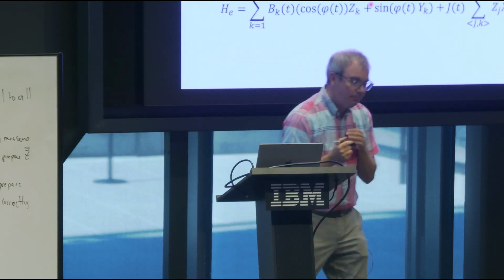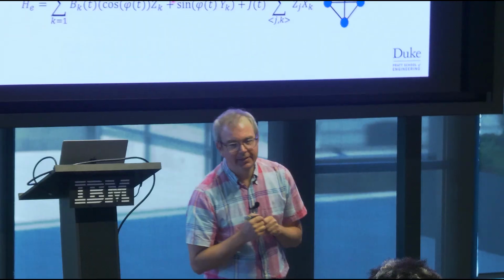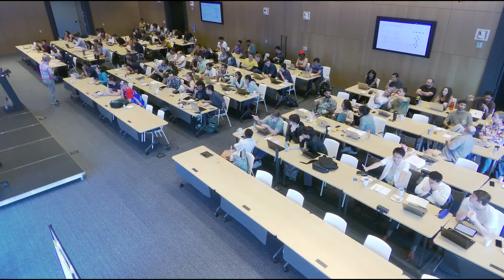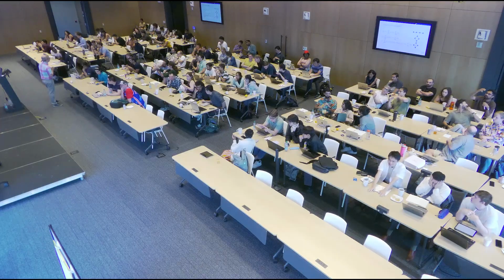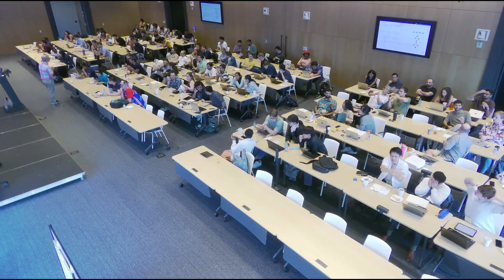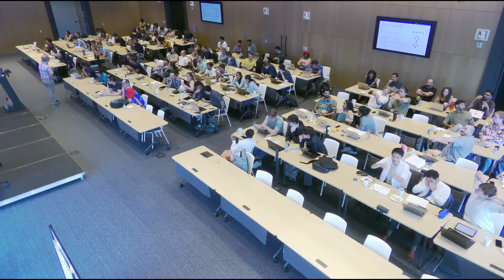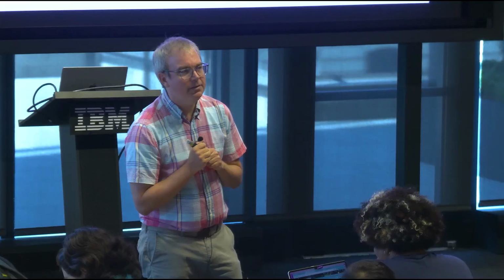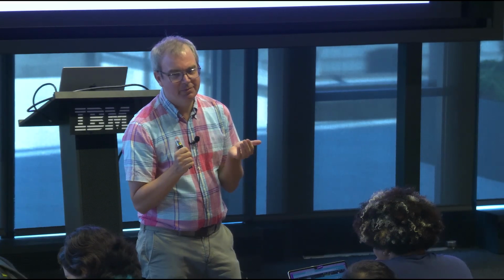Well, sorry, in HD, are we summing over only distinct pairs of J and K? Because if we have JK and KJ, those two are close to cancel each other. JK and KJ commute with each other.